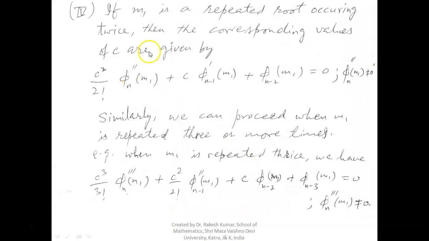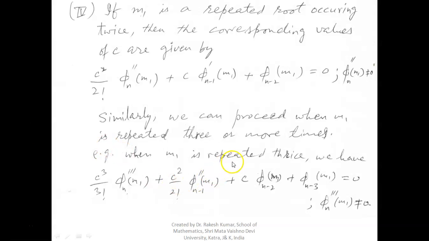Now if m1 is a repeated root, occurring twice or thrice, then if it is occurring twice, the corresponding values of c are given by this equation, where phi n double dash (m1) should not be equal to 0: c square upon 2 factorial phi n double dash (m1) plus c phi n-1 dash (m1) plus phi n-2 (m1) equal to 0. Similarly, we can proceed when m1 is repeated three or more times.